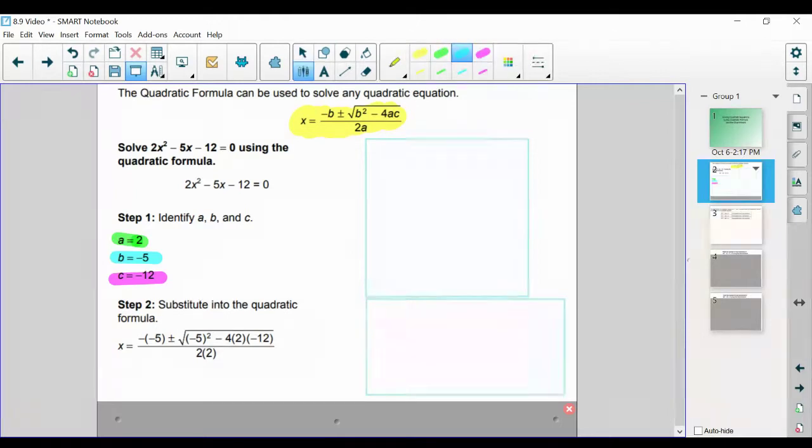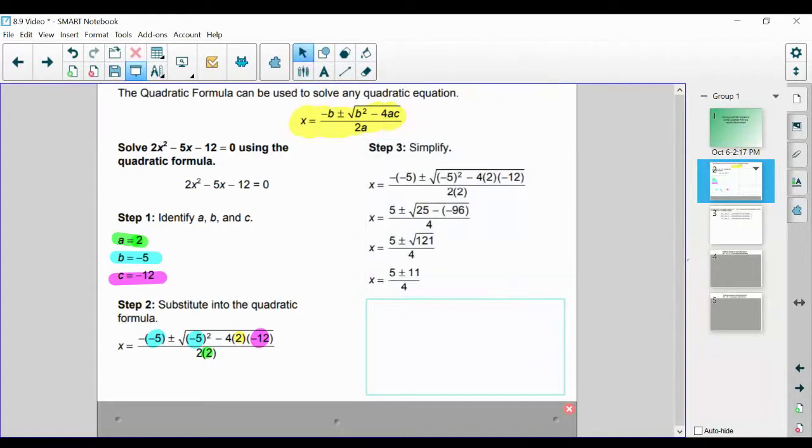Now again, I'm going to try to highlight this for you. So x is equal to the opposite of b, where b is negative 5. So it's going to be the opposite of negative 5, plus or minus the square root of b squared minus 4 times a times c, and that's all going to be divided by 2a. From here, we can simplify, and we're going to end up with 5 plus or minus 11 divided by 4.